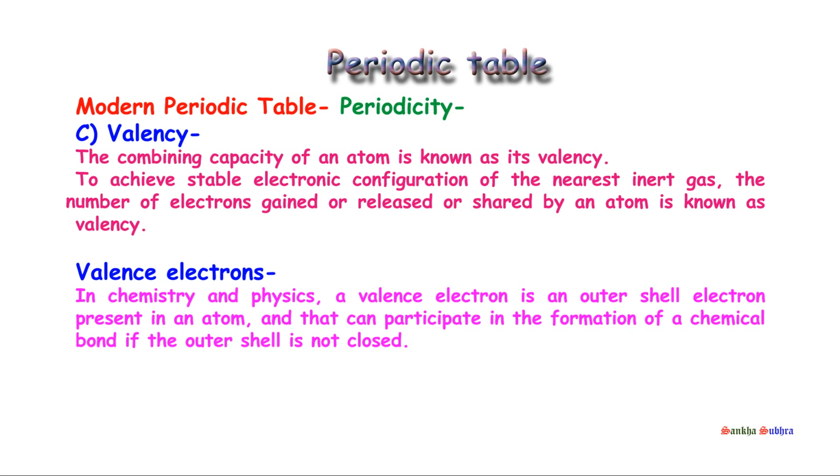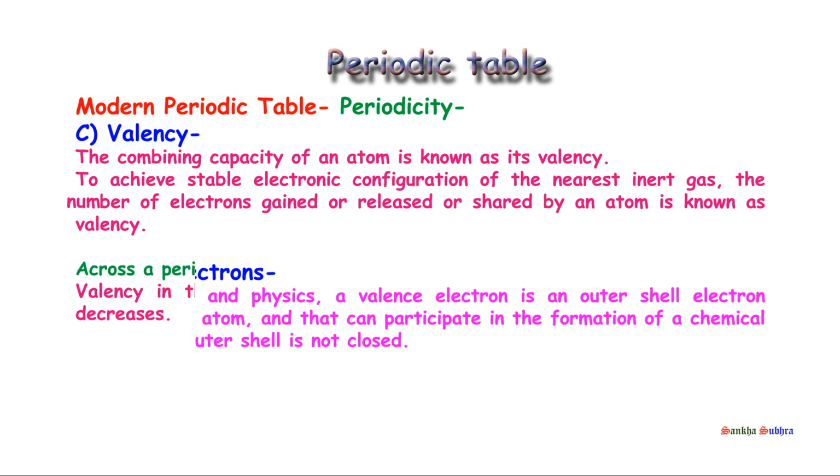Basically, the elements always try to have 8 electrons in the outermost orbit, with the exception of hydrogen, helium, lithium, beryllium, and boron. They always try to have the stablest electronic configuration of the nearest inert gas, that is helium. That is, they always try to have 2 electrons in the outermost orbit. But the rest of the elements always try to have 8 electrons in the outermost orbit. As a result, they either gain or release the outermost electrons or sometimes share the outermost electrons to have such a stable electronic configuration.